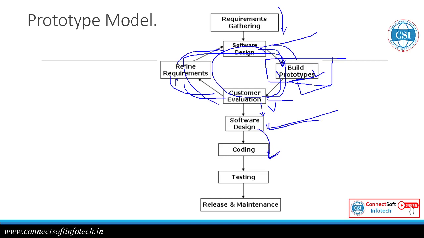In the coding stage, the actual developers are going to write the code. Once the coding is completed, the testing teams are involved to test the application. Once the testing is completed, we release the build, the product, and if maintenance is required, then we provide the maintenance, meaning support for that application.